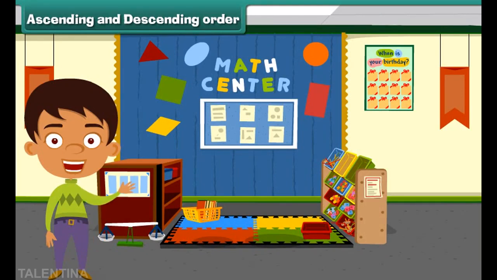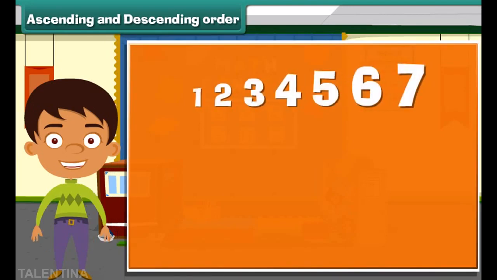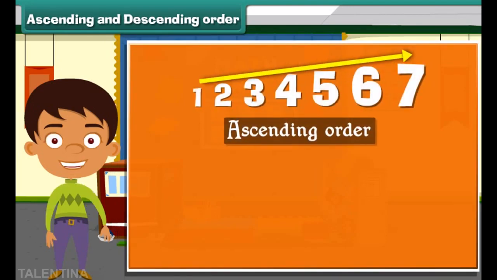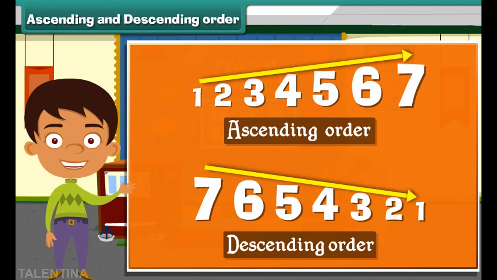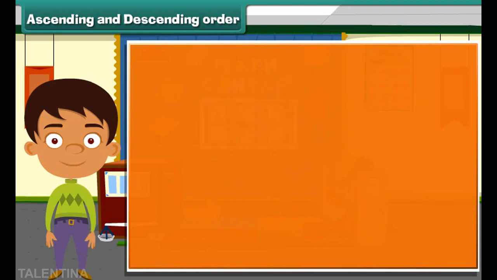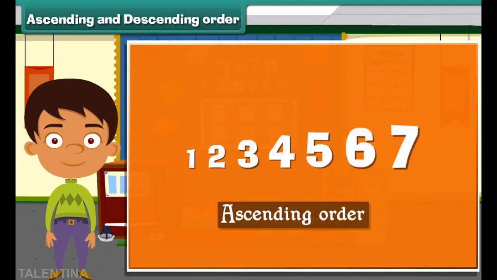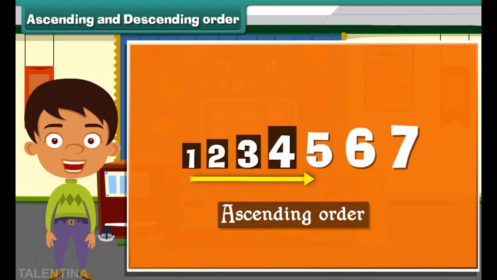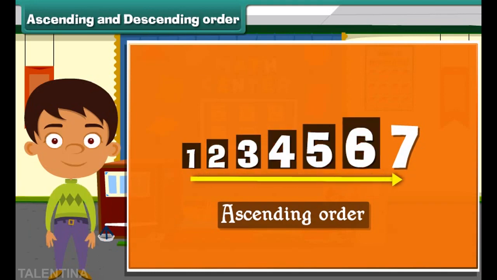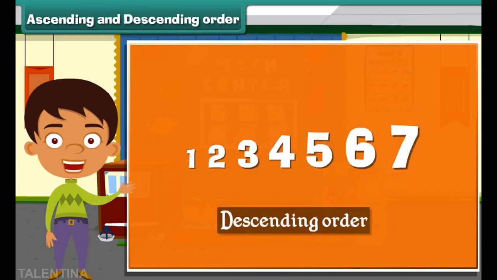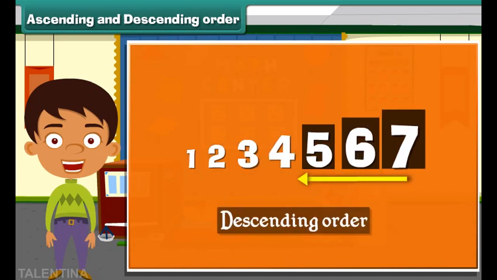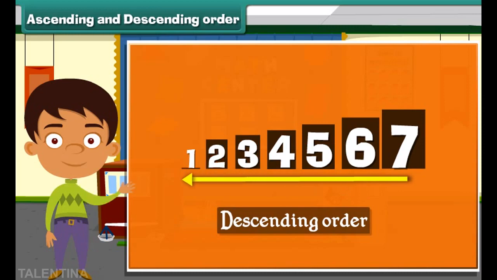Ascending and descending order. Once we know how to compare numbers, we can arrange them in the ascending, that is increasing, or descending, that is decreasing order. In the ascending order, the numbers are arranged starting from the smallest number first, then the next greater number, then the next, and so on. In the descending order, the numbers are arranged in reverse, that is, starting from the largest.